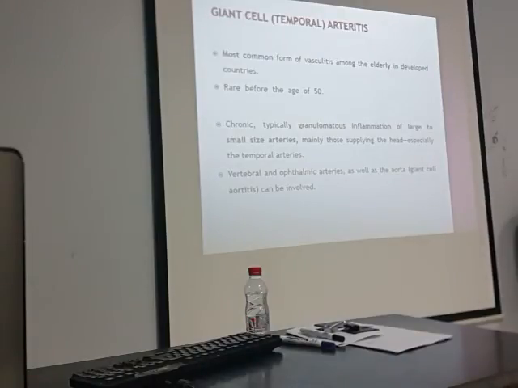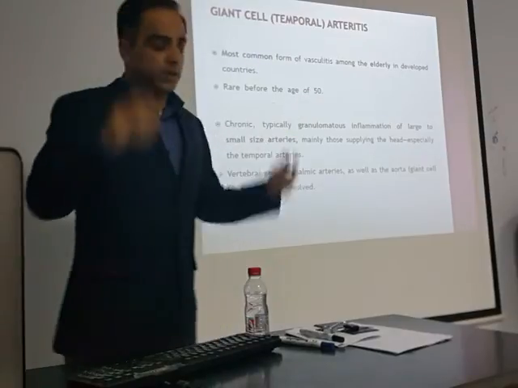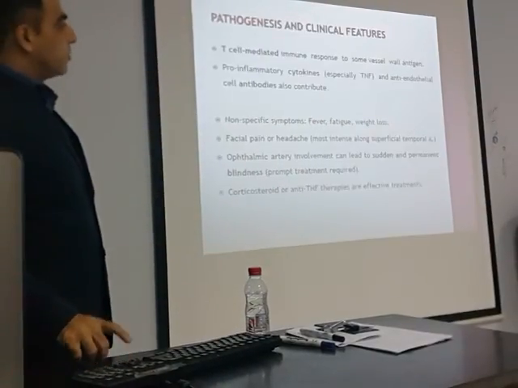Mainly those supplying the head, especially the temporal arteries. But other arteries can be affected, like vertebral arteries, ophthalmic arteries, and the aorta also. If it involves the aorta, we call it giant cell aortitis. So you have the aorta, the vessels arising from the aorta, the vertebral arteries, the ophthalmic arteries, and especially this area, the superficial temporal. These are the predominant modes of involvement.